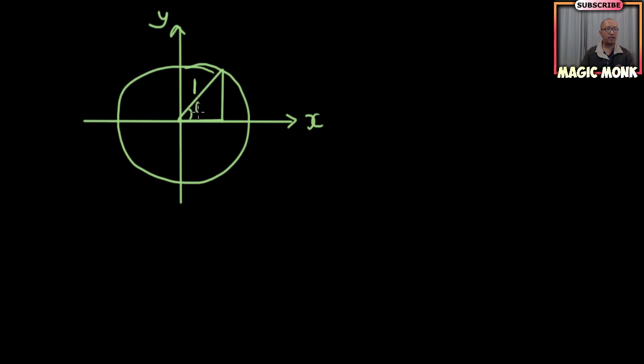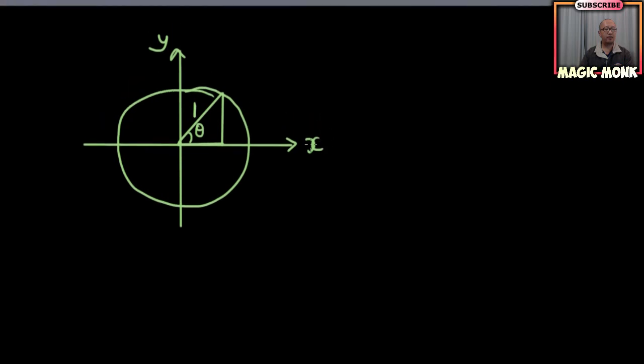So I have theta, that's starting from the positive x-axis. So we have 0 degrees, 90 degrees, 180 degrees, 270 degrees. And that's quadrant 1, quadrant 2, quadrant 3, quadrant 4.